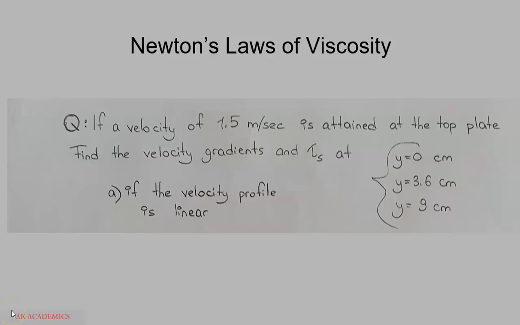Okay, we have another question here that we can evaluate together. If a velocity of 1.5 meters per second is attained at the top plate, find the velocity gradient and the shear stress at y equal to 0 centimeters, y equal to 3.6 centimeters, y equal to 9 centimeters. So we have various gaps starting from the bottom surface right to 3.6 and to 9 centimeters. The A part says you find this velocity gradient if the velocity profile is linear. If we are dealing with a linear velocity profile, find the shear stress at these various heights.